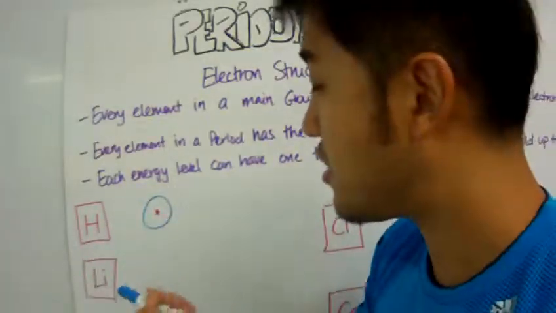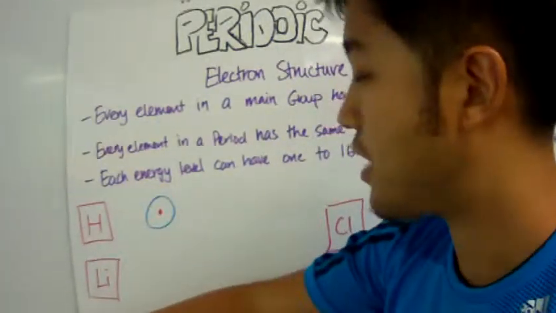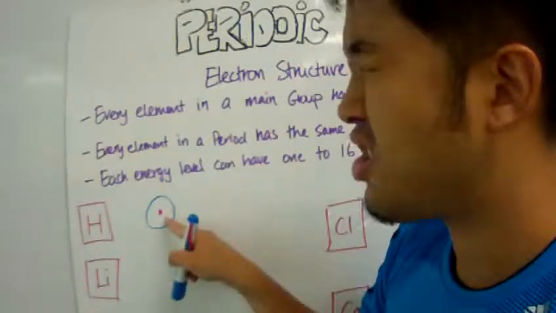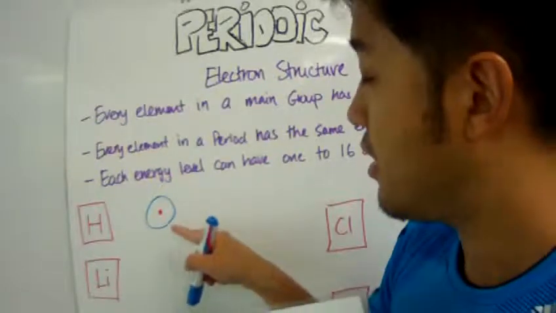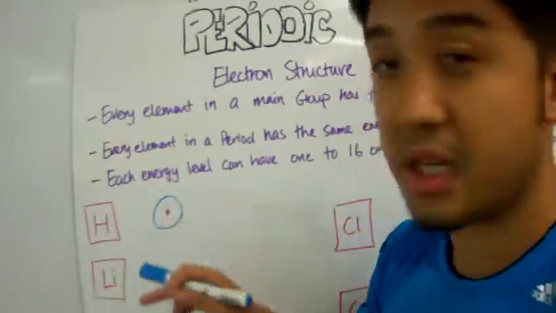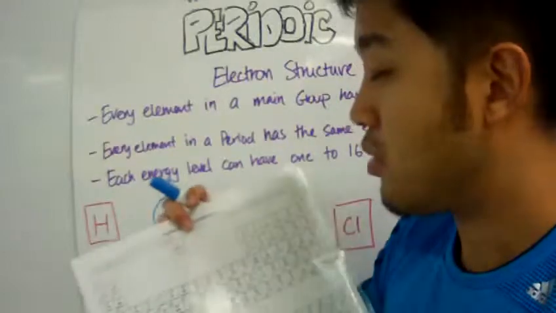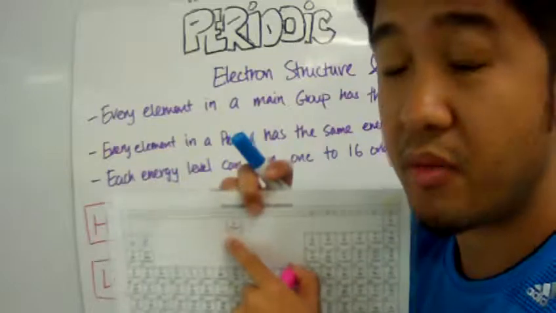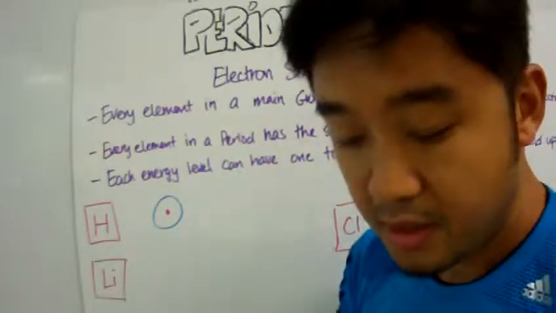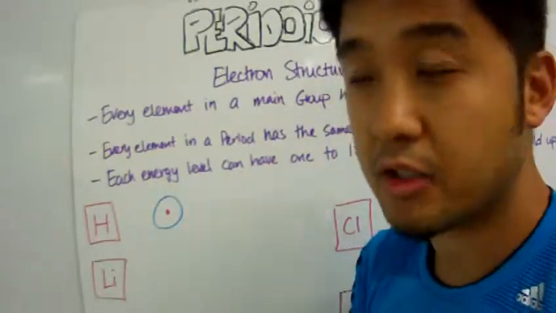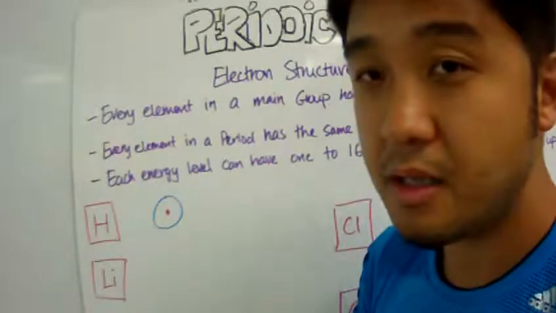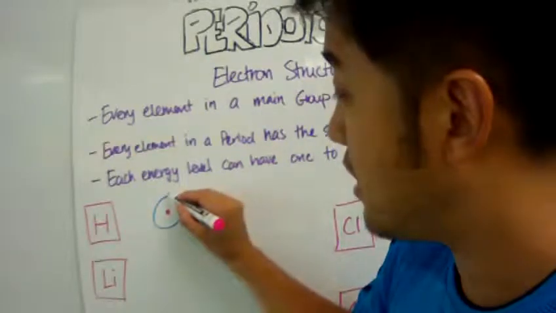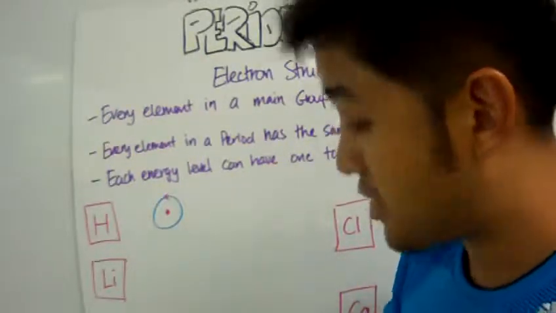Hydrogen, when you start to draw the electron structure, you first identify which period it is on. And so I'll draw the number of shells. This is the big shell. And then I will look at the atomic number to determine the number of electrons that I need to fill up. So hydrogen has atomic number one, so it only has one electron, so there it is.